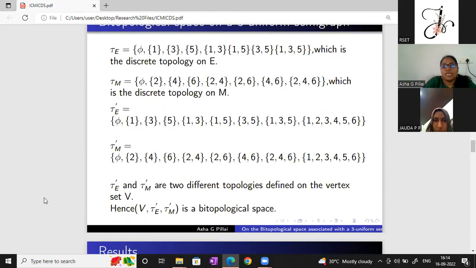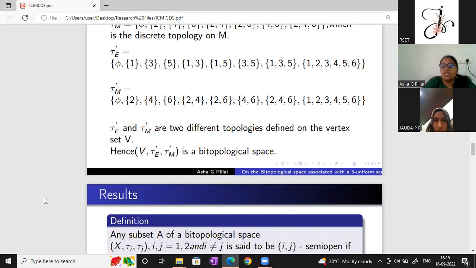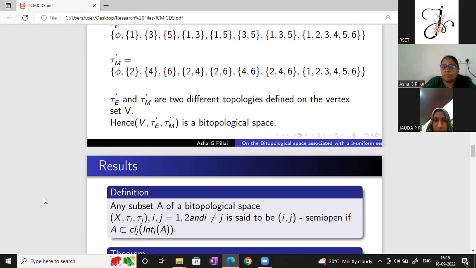Now we get τE as the discrete topology on the end vertices and τM as the discrete topology on the middle vertices, the collection of all middle vertices. Take the union with the vertex set: τE' equals τE union V, the whole vertex set, and τM' equals τM union V. These two are two different topologies defined on the same vertex set V. So (V, τE', τM') is a bitopological space.